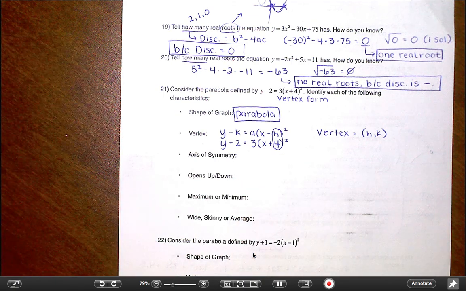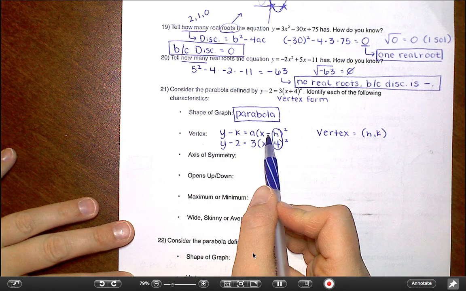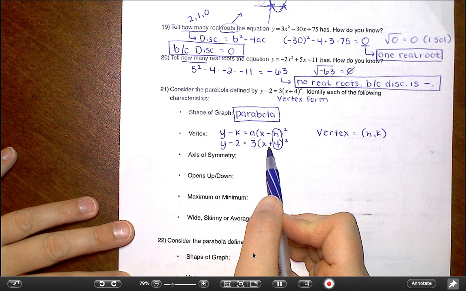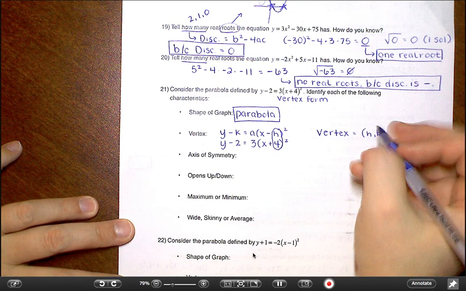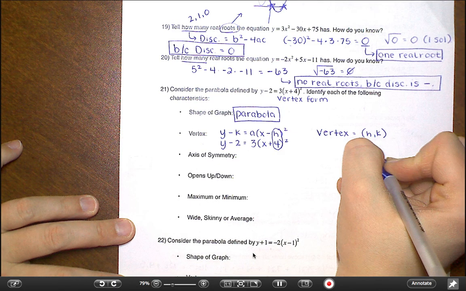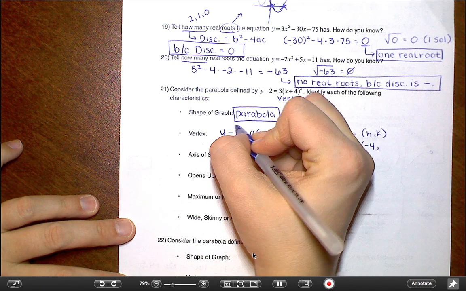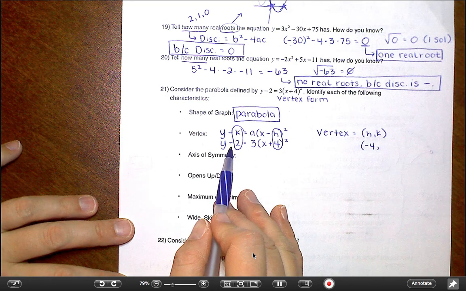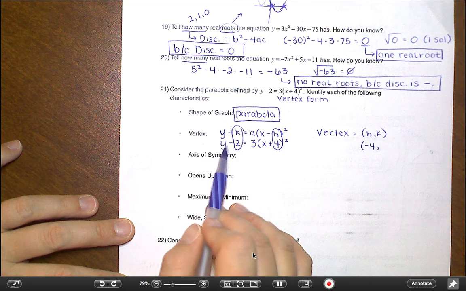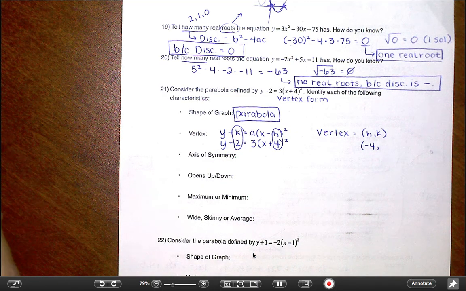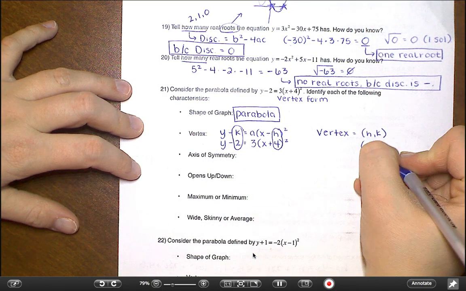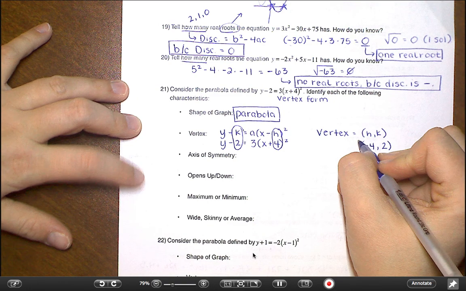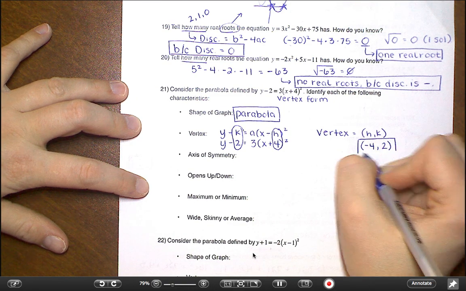So when you pull the numbers back out of the equation, you have to switch the signs, okay? Because the equation is supposed to have a negative. So this 4 must really be a negative 4 in order to make that be a positive. So it would be negative 4, comma, my k value. Now again, I know that looks like a negative 2, but that minus sign is really part of the equation. It belongs to the equation. It doesn't belong to the number. So my k value is 2, and so my vertex is just negative 4, comma 2.